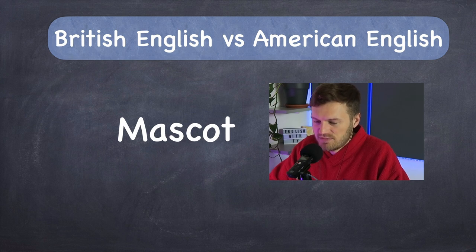The next word is spelled M-A-S-C-O-T. And again, the same principle applies. So it's mascot in British English. It's actually quite a German way of pronouncing this word, I find. And in American English, it would be more like mascot. So the O at the end is once again like a sound.